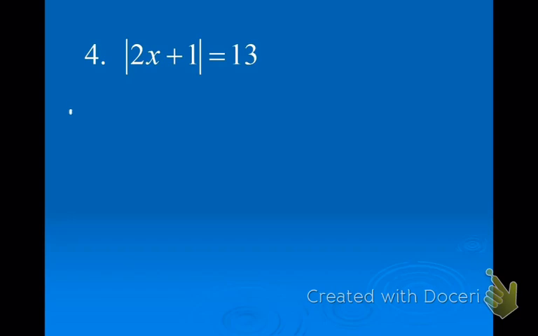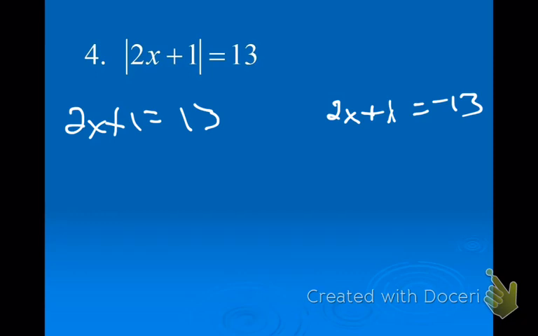Split it. 2x plus 1 equals 13, and 2x plus 1 equal to negative 13. Okay? 2x plus 1 can be 13, or 2x plus 1 can be negative 13. So we're going to set that equal to 13 and negative 13. All right, then we subtract 1, subtract 1.